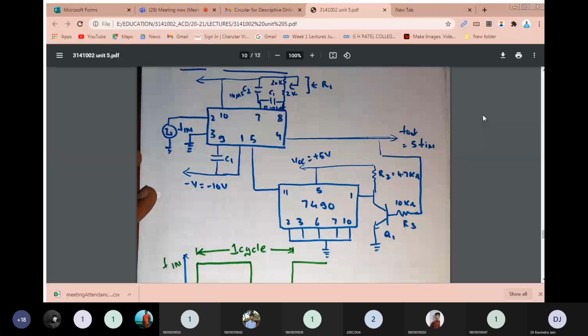Last point: for a divide by 5 network, capital N is equal to 5, so F out is equal to 5 multiplied by F in. A 4-bit binary counter is used.